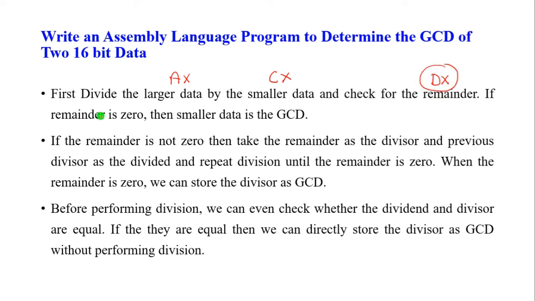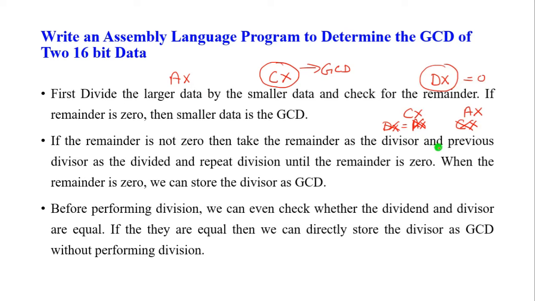If the remainder is 0, what is going to happen? The smaller data is the GCD. This CX register data is the GCD number. If the remainder is not 0, then take the remainder as the divisor. Remainder as the divisor, what is the meaning? It is for CX, and the previous divisor becomes the dividend, that means it is for AX. And repeat the division until the remainder is 0. That means the division operation can be performed again and again until the DX value is equal to 0.